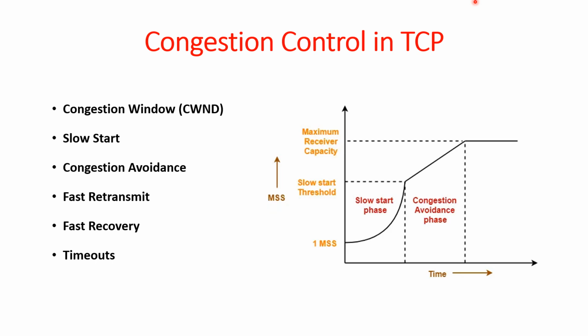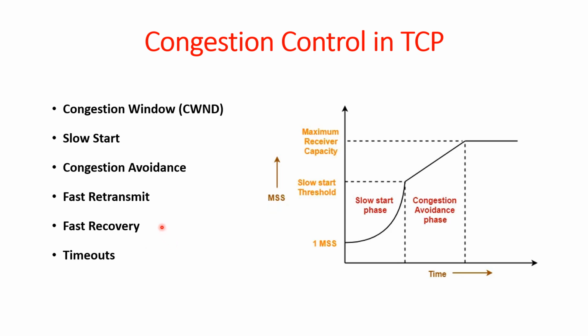Congestion avoidance: once the congestion window reaches the threshold, TCP enters congestion avoidance mode. In this mode, the window size increases more slowly, typically by one segment for every round trip time to prevent congestion. Fast retransmit: if the sender detects that a segment is lost, it immediately retransmits the missing segment without waiting for a timeout. This helps quickly recover from packet loss.